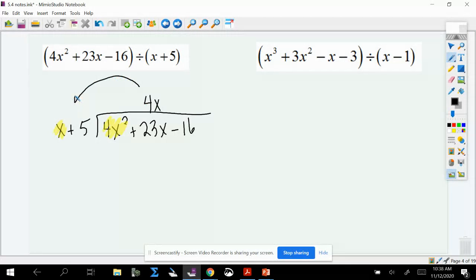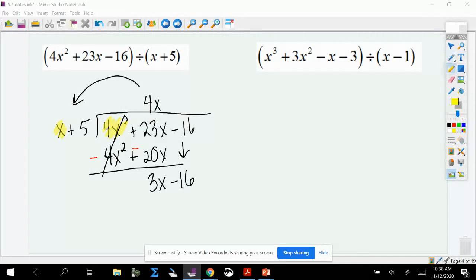I'm going to multiply 4x by x, so get 4x squared. And I'm going to multiply 4x by 5 to get 20x. And then I'm going to subtract, and I love to do that in another color. I feel like if I don't do it in another color, I forget if I subtracted or not. That will cancel. I have 23x minus 20x, which is 3x. Keeping things in columns allows you to combine like terms. And then I'm going to drop down my negative 16, and I'm going to repeat.